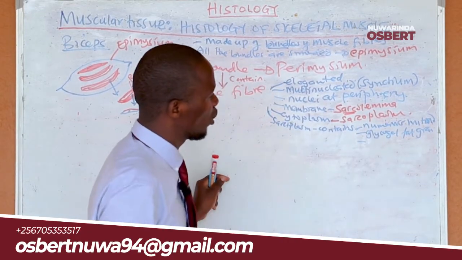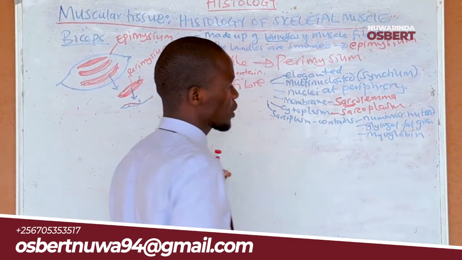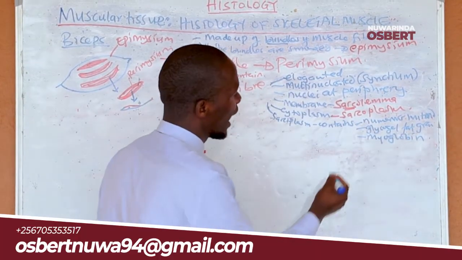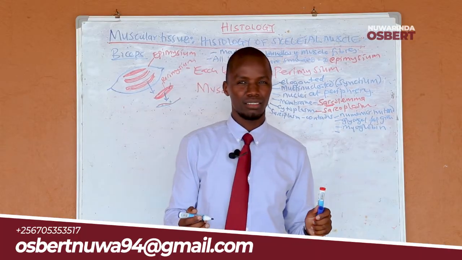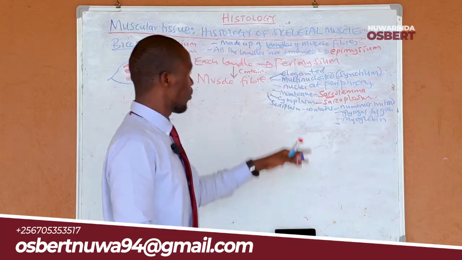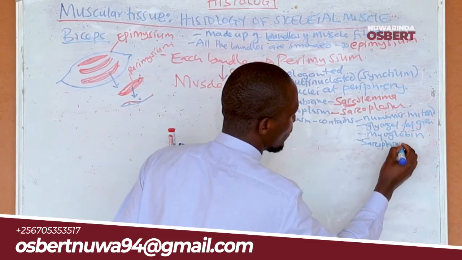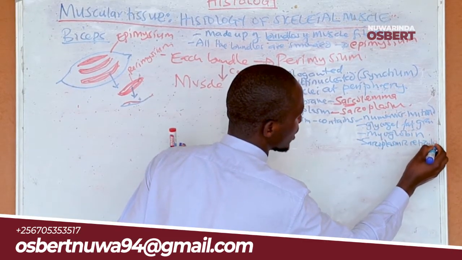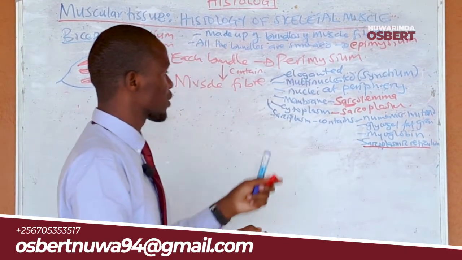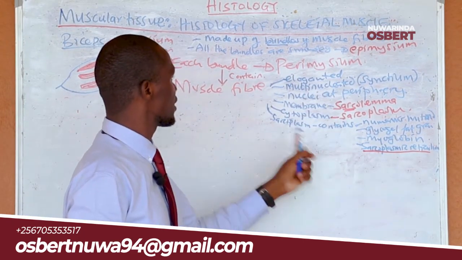We also have what we call myoglobin. Myoglobin is a molecule which stores oxygen, especially to be used in case oxygen becomes less. And it has also got a special kind of ER. ER is endoplasmic reticulum. The special type of endoplasmic reticulum which is found within the muscle fiber is called sarcoplasmic reticulum. So all these are features which are present within the muscle fiber.